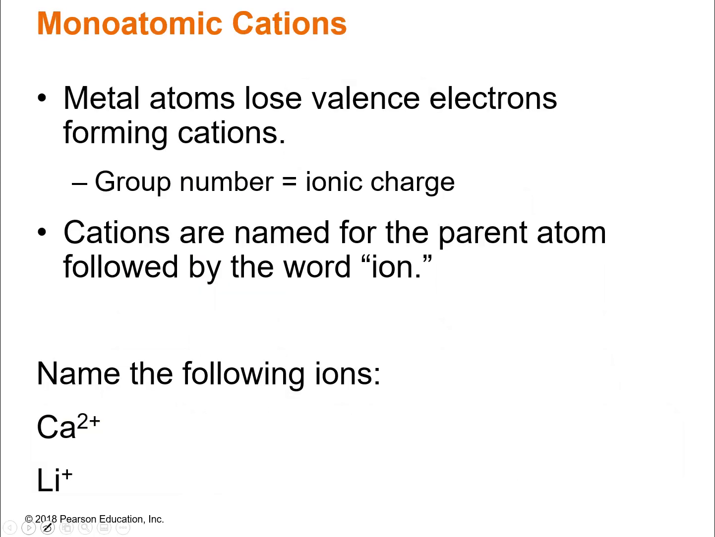Here we go. We'll start with the easiest thing first. Monoatomic cations. Remember that these are positive. And they're always metals, because metals lose valence electrons to form positive ions, which are cations. That information is from Chapter 5, so it should not be foreign to you. Also, you should remember that the group number for the representative metals is equal to the ionic charge.